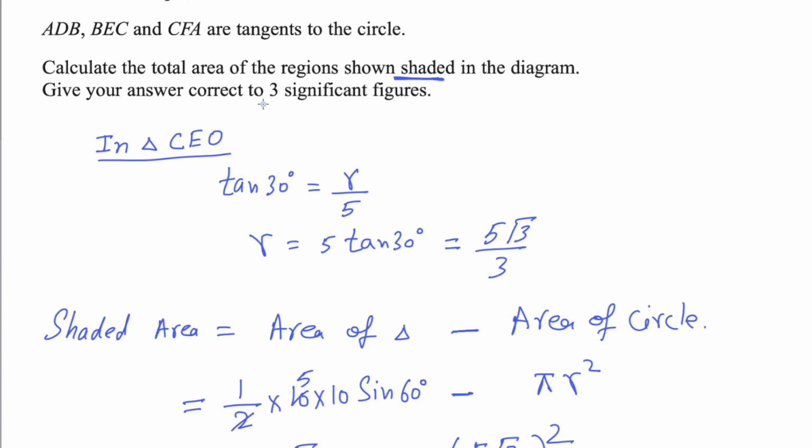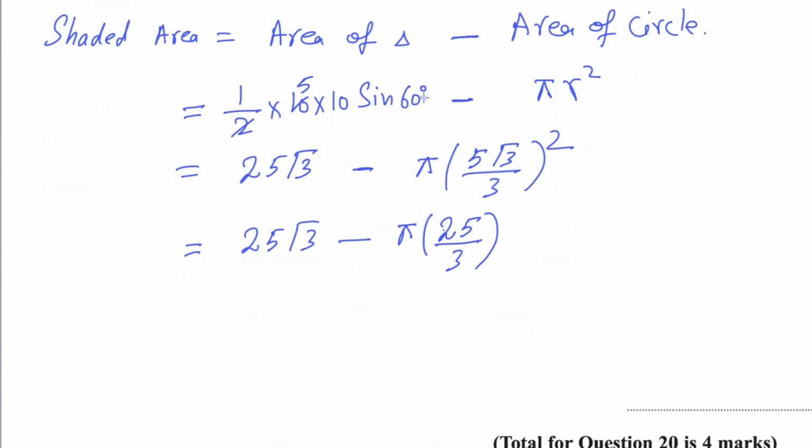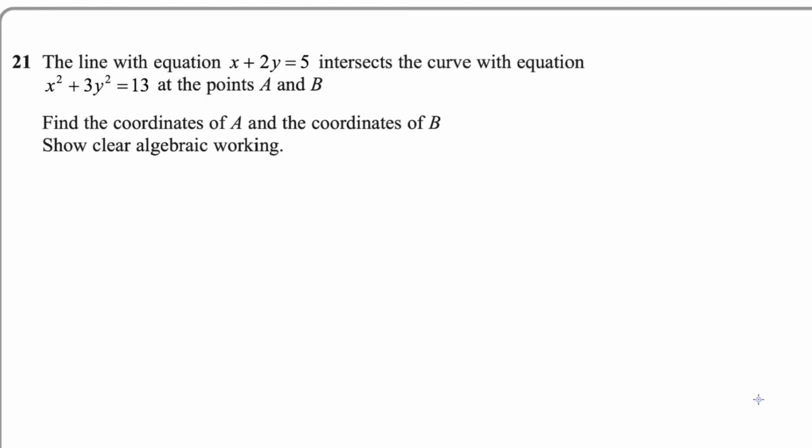Calculate the area to 3 significant figures only, so you can write your answer in decimal form. Write it as is in your calculator, and you will get the final answer here. Final answer will be 17.1. That's it. Question number 21.